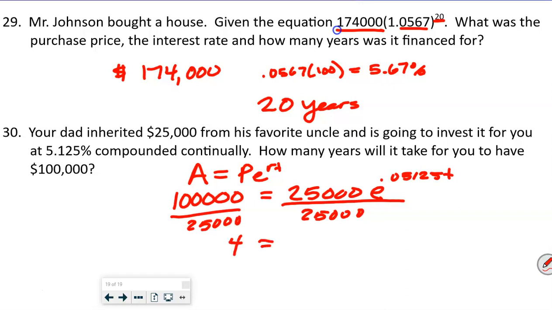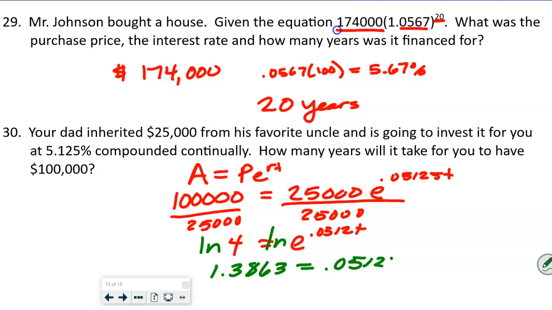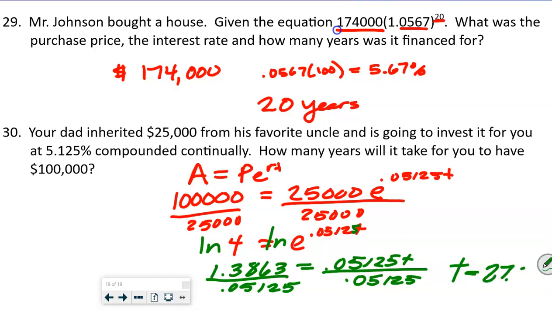That gives us 4 here, is equal to e to the 0.05125t. How do we get rid of e again? Yes, take it to the ln. So we're going to then take the ln of 4, which I got was 1.3863. That's going to be equal to 0.05125. I think I left the 5 off right there, y'all. T. So we're going to divide both sides by 0.05125. So t is going to be equal to 27.05 years.